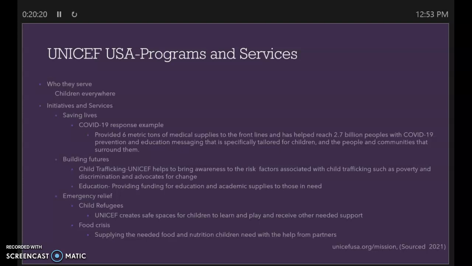Building futures, two pieces I pulled out here. Child trafficking. UNICEF helps bring awareness to the risk factors associated with child trafficking, such as poverty and discrimination, and then advocates for change. On the education front, they help provide funding for education and academic supplies to those children in need. For emergency relief, child refugees: UNICEF creates safe spaces for children to learn and play and receive other needed support. And then I have food crisis here as well. They're supplying the needed food and nutrition to children who need them. And they do that through the help of some of their partners.